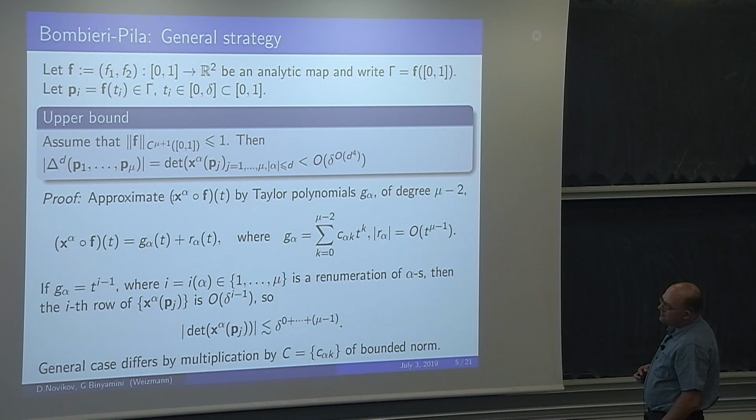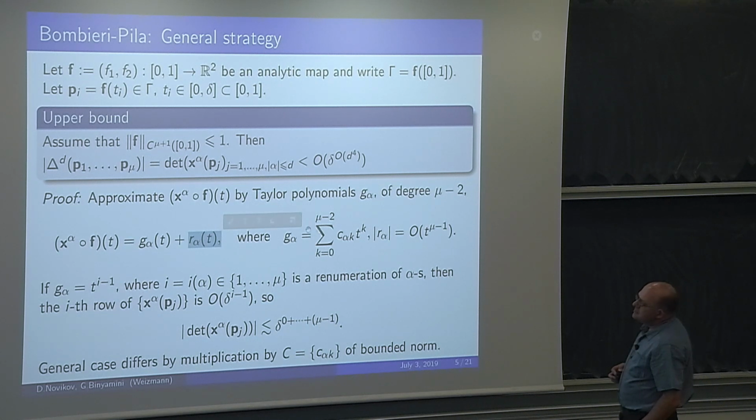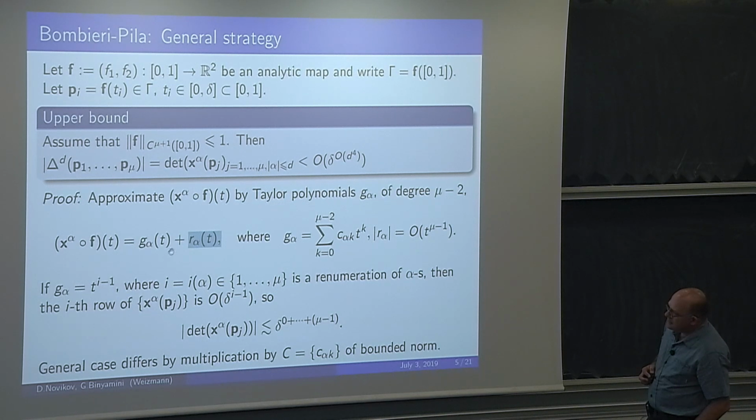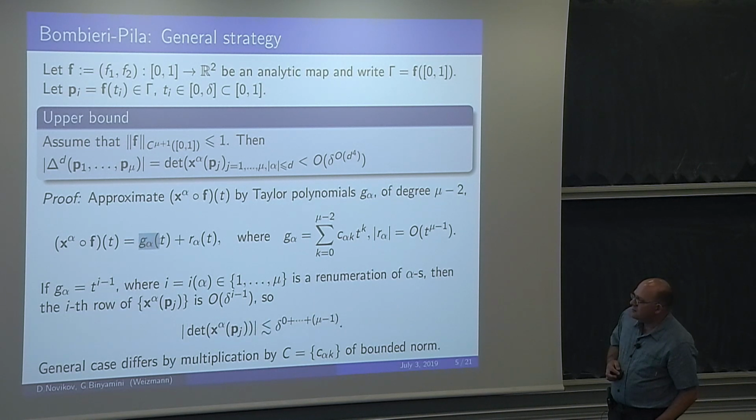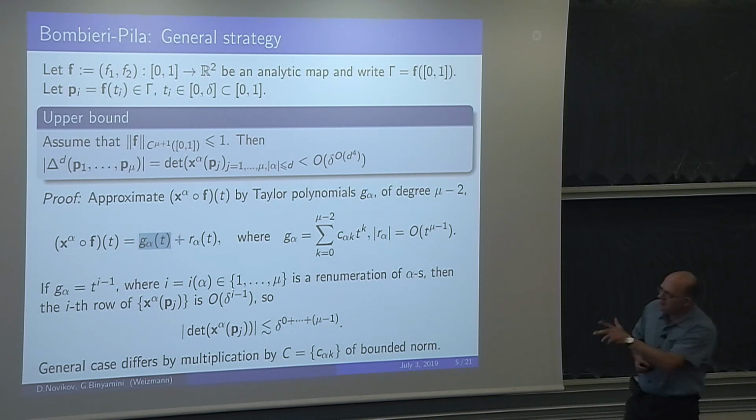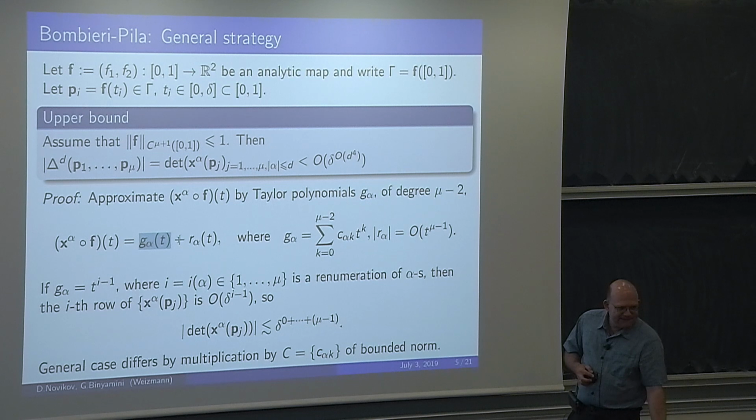In other words, we have these functions, which are just smooth functions on the interval [0,1]. We approximate them by Taylor polynomials of degree t with some remainder, and substitute here. The idea is that if these Taylor polynomials have just these degrees, then the rows of this matrix will be of order delta to this degree. So altogether, the determinant of the whole matrix will have this order. And if you have general polynomials, this is more or less the same, because you get a linear combination. Clear? Okay.